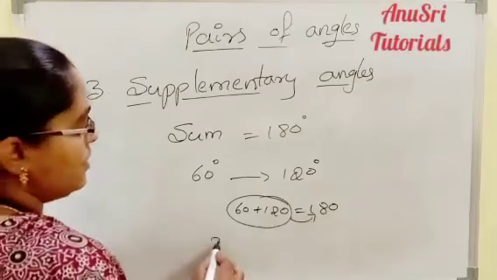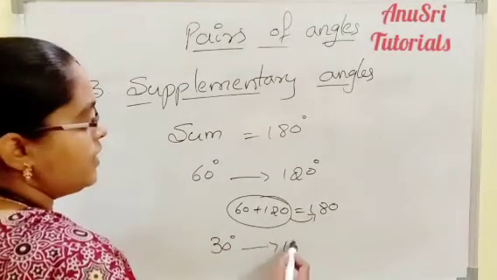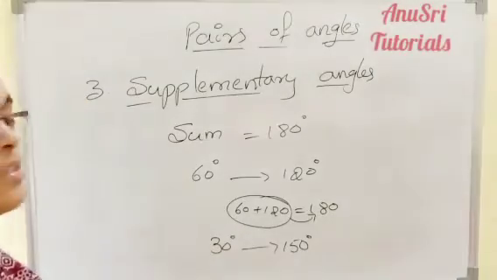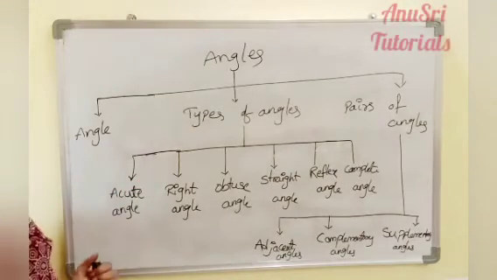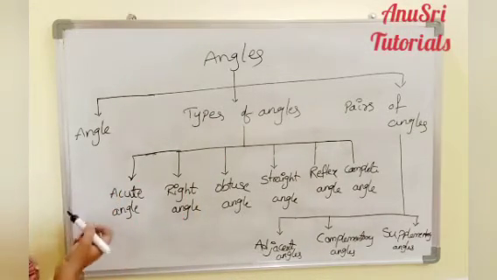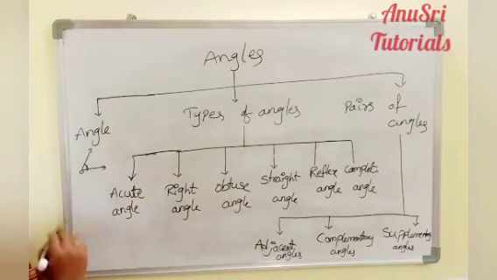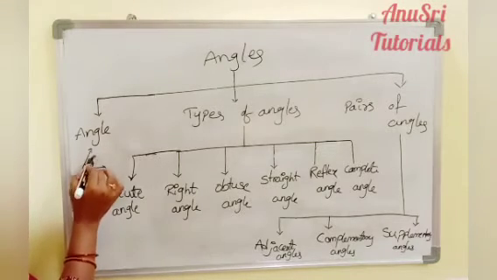Now tell me, what is the supplementary angle of 30 degrees? Yes, 150 degrees is the supplementary angle of 30 degrees. So that is about supplementary angles. Now let us see what we discussed up to now. We discussed angles. An angle is nothing but the distance between two rays which start from the same point, and we represent this angle with theta and measure it in degrees.